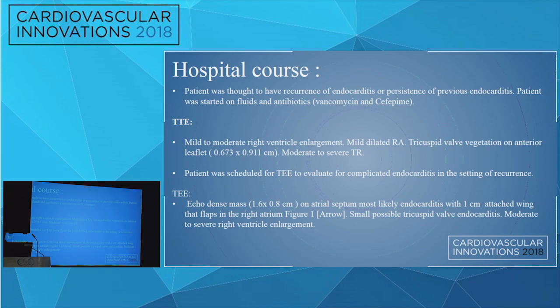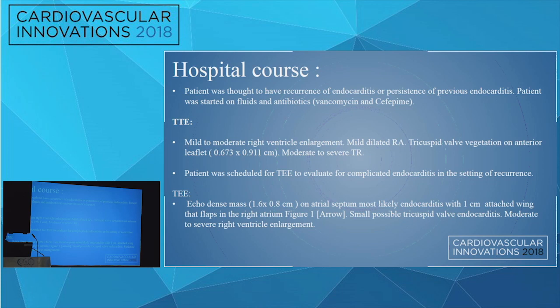He had another TTE that showed mild right ventricular enlargement, and there was a decrease in the size of the tricuspid vegetation from 1 centimeter previously to 0.67 by 0.9. Probably that vegetation has spread to the lungs as metastatic septic emboli as well. So he was scheduled for TEE to evaluate for either persistent or complicated endocarditis.